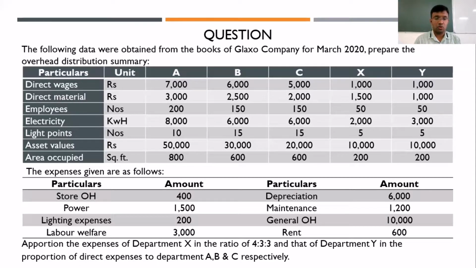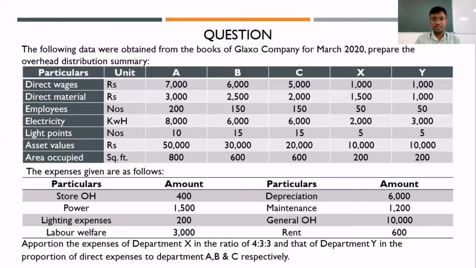And then they have given us the overheads. So the overheads are given here. The expenses given are as follows: store overhead, power, lighting expenses, labor welfare, depreciation, maintenance, rent overhead. Apportion the expenses of department X in the ratio of 4:3:3.